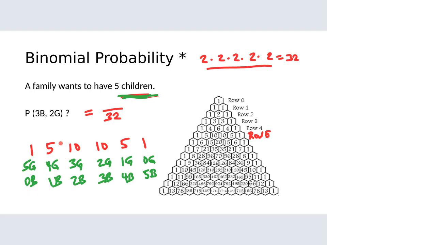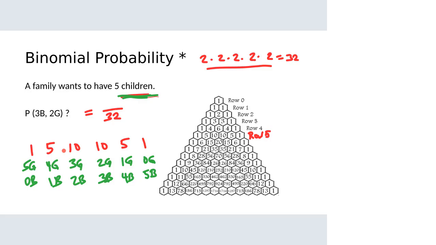There are 5 different ways to have 4 girls and a boy. You could have 4 girls and the boy could be first, he could be second, he could be third, he could be fourth, he could be fifth. 5 different ways to do that, and so on down the line here. We don't want to list out all 32 outcomes. Using the triangle is what allows us to avoid that.